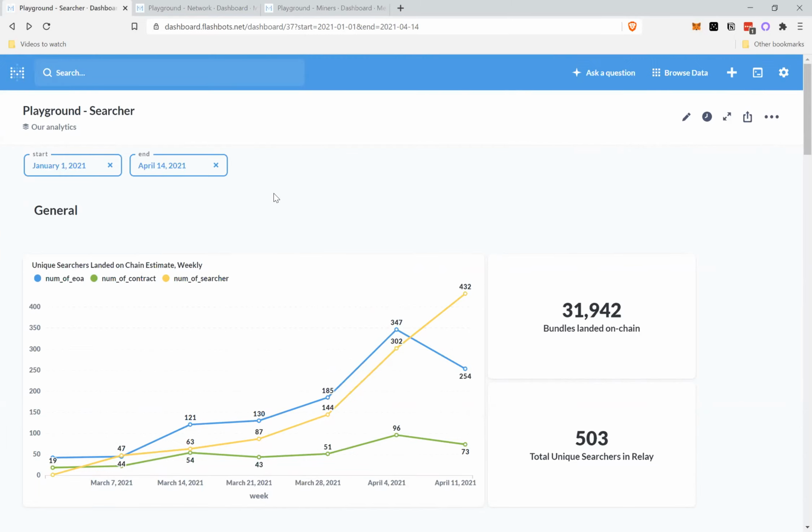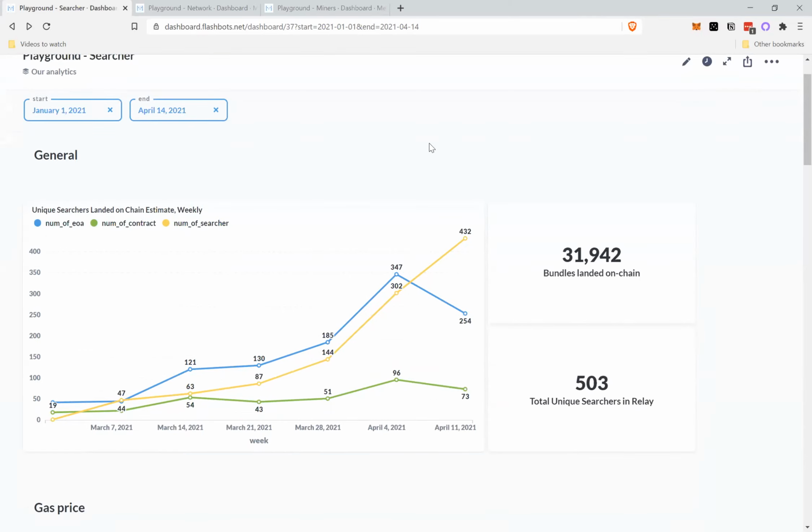So we have 3 different dashboards for 3 different sets of core stakeholders here. We have a dashboard for searchers, for miners, and for the overall network. And there's a lot of information here, so I can't get through it all, but I will try to show you the highlights of it. I'll start with our searcher dashboard. So on our searcher dashboard, we have some top level metrics on adoption by searchers and trying to quantify how many different searchers are using our system at any given time.